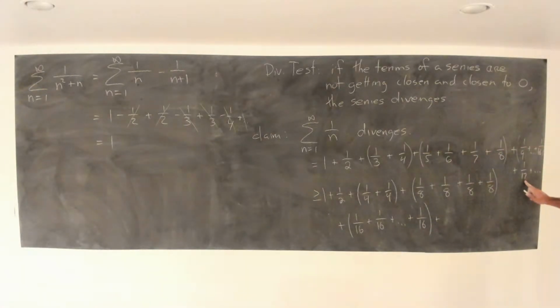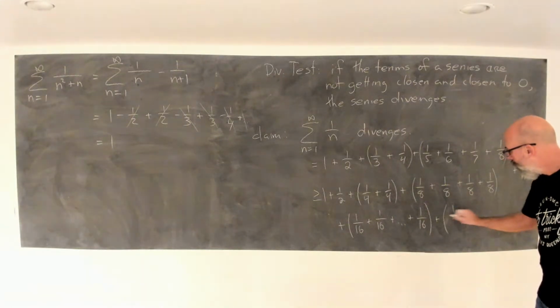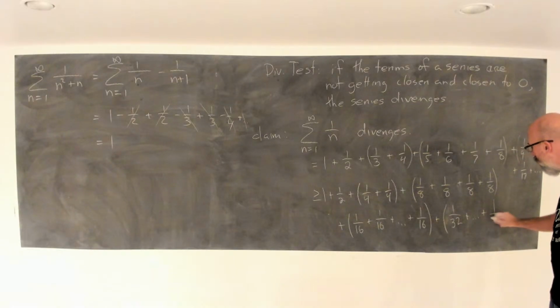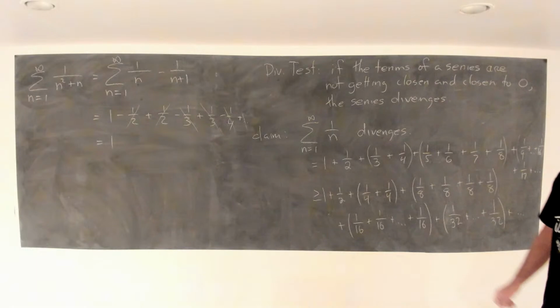In the next group, I would have grouped 1 over 17 all the way to 1 over 32. And if you want to replace those, the smallest is 1 over 32. So 1 over 32, all the way to 1 over 32, and so on and so on.